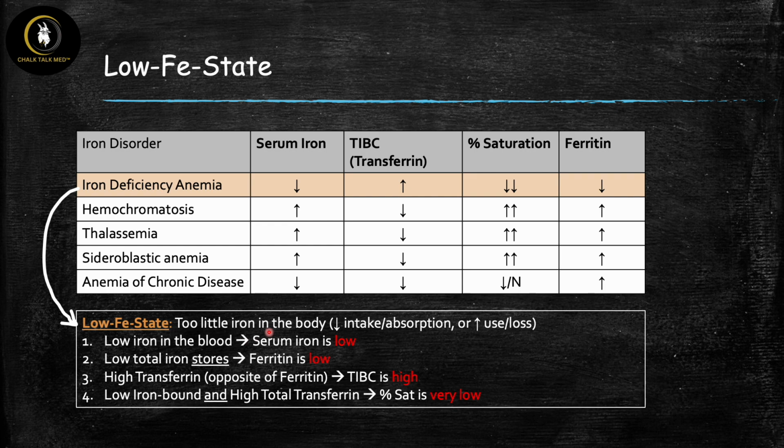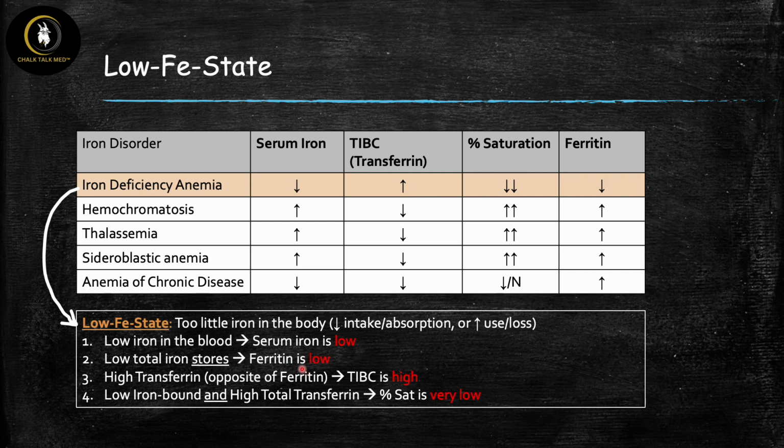This is going to be very straightforward. You have too little iron in the body, so you're going to have low levels of iron in the blood. That makes perfect sense. Therefore, the serum iron is going to be low, and that is shown right here. For the same reason, you're also going to have low total iron stores inside the cells. Remember, those iron stores are made up of iron bound to ferritin. Therefore, the ferritin level is also going to be low, and that is shown right here as well.